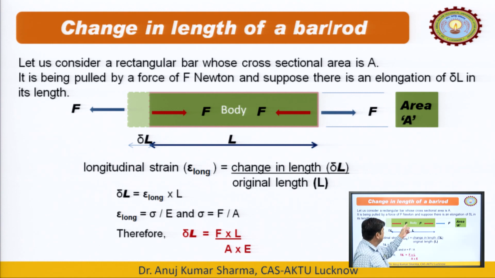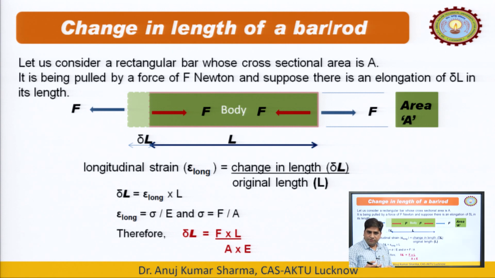But if it is not sufficient to resist the externally applied force, what will happen to the rod? It will elongate. Let us call this delta L. This delta L is the elongation in the rod. Our aim is to calculate the formula for determining the extension of the rod if some force is applied to this object. In previous lectures we have already discussed longitudinal strain.